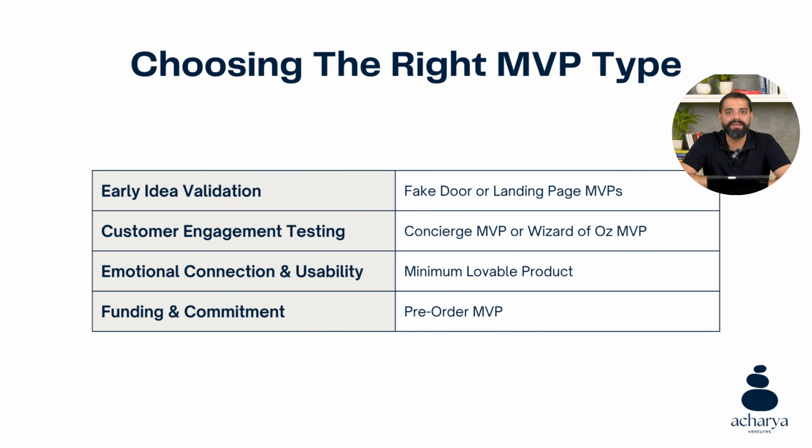So what MVP you want to choose depends on multiple criteria. If you want to test early idea validation, you might want to go for a fake door or a landing page MVP. If you want to test customer engagement, you can go for a concierge or a Wizard of Oz MVP. If you want to create an emotional bond with your users, you can create a minimum lovable product. And if you want to fund your production and get some commitment from your users in the future, right now, you can go for a pre-order MVP.